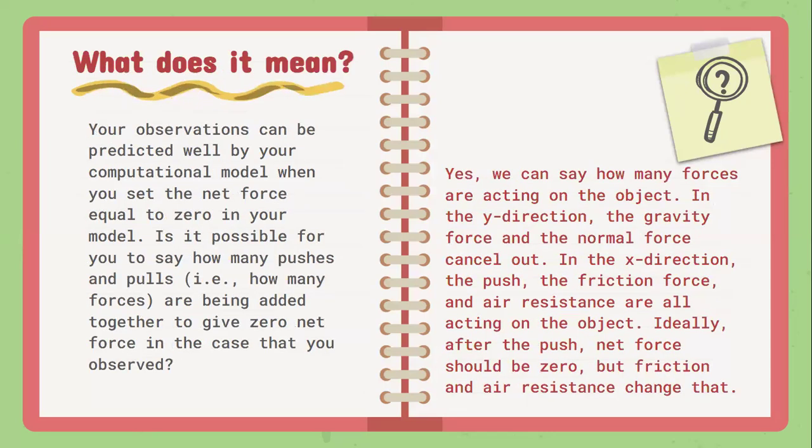When we're talking about how many forces are acting on the object, in the real world, we do have to consider all of those. In the y direction, we have the gravity force and the normal force that are canceling each other out, making that zero net force in the y direction. In the x direction, we have the initial push, and then we have the friction force and the air resistance that are acting in the opposite direction of that. Ideally, the net force should be zero after the push, but friction and air resistance in the real world will change that, and the object will eventually come to a stop. But the motion that we observed was fairly constant because friction and air resistance weren't canceling out that initial force yet.